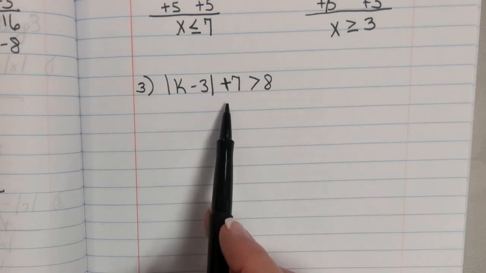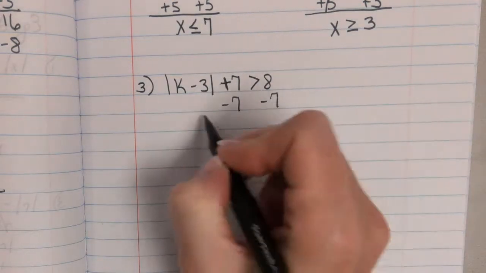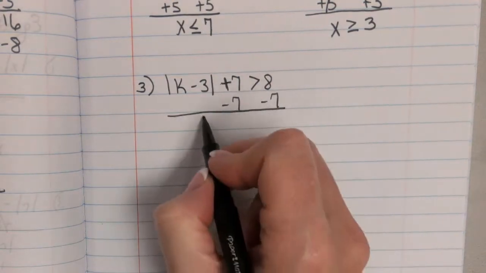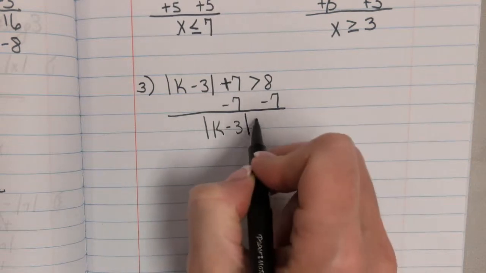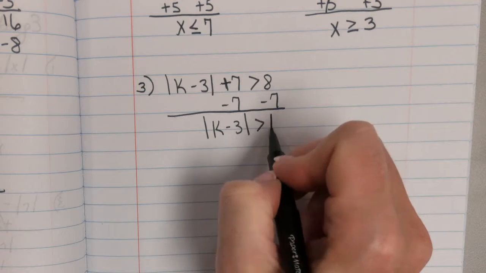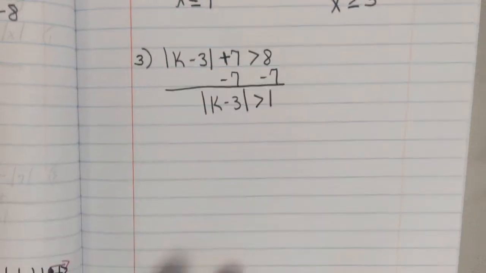So how can I move that 7? Yeah. So I really have the absolute value of k minus 3 greater than 1. Now you work with it and separate. Okay. All right, see what you can do with that.